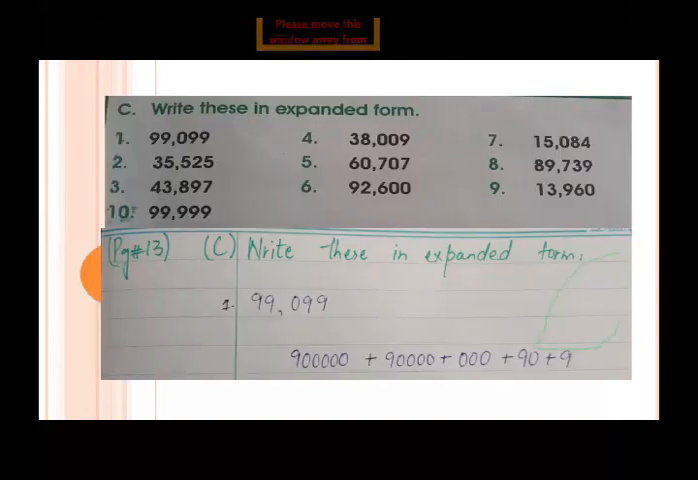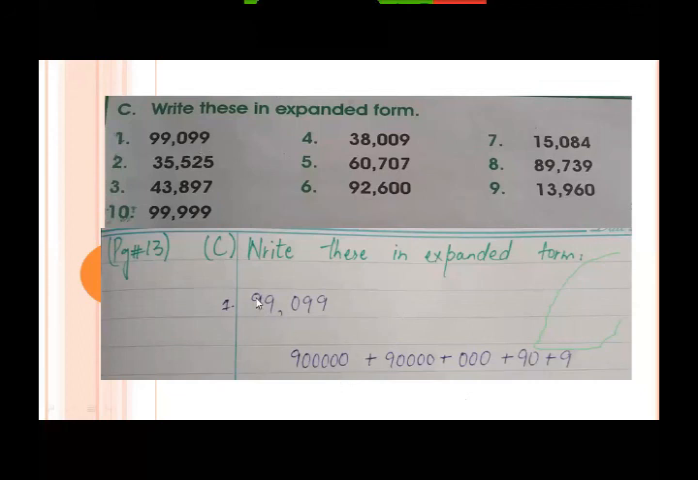Okay, part C. These all parts are very easy for you. Write these in expanded form. You have already done expanded form in exercise 1.2, only in exercise 1.2. So in this way you do expanded form. I hope you all know very well about expanded form now. Okay, so number 1 is done for you. If you want to take a screenshot, take it. 99,099. So how to write the expanded form?